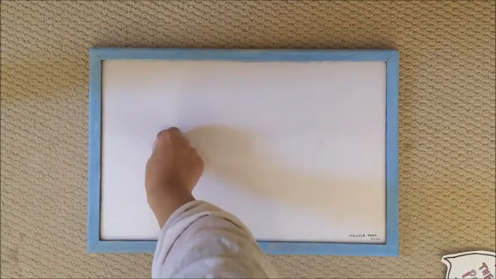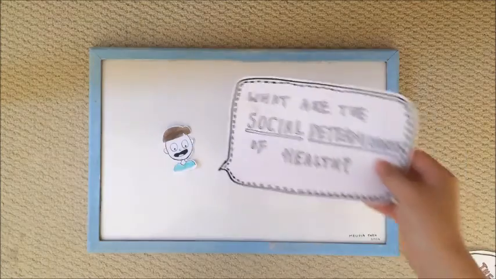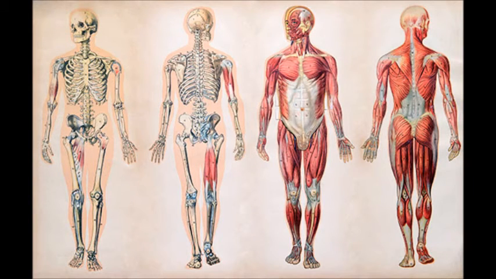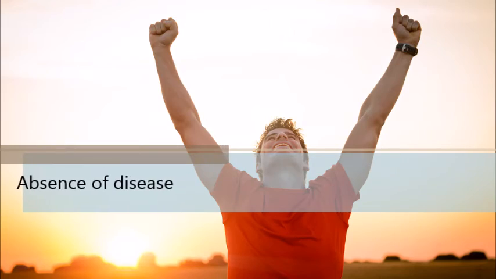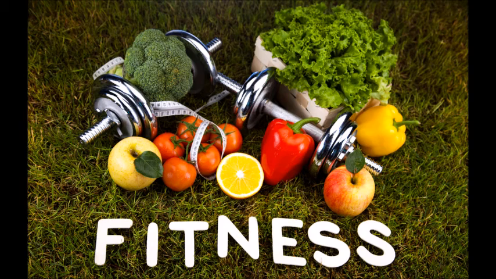Good health, bad health, health inequality. What determines it? What are the social determinants of health? The most important and trusted way in defining health is the medical model. We concentrate on the absence of disease and that this is affected by genetics or even individual lifestyle.